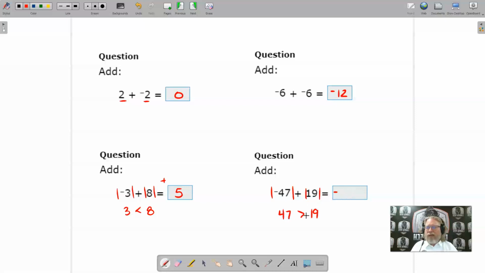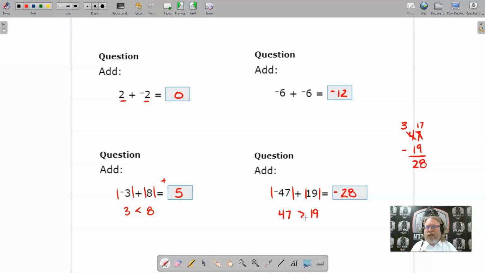And now I need to do 47 minus 19. Now I could stack them up, 47, 19, and subtract. And I can't take 9 from 7, so I have to borrow 1. And that becomes a 3, and this becomes a 17. 17 minus 9 is 8. And then 3 minus 1 is 2. So I would get 28, -28.